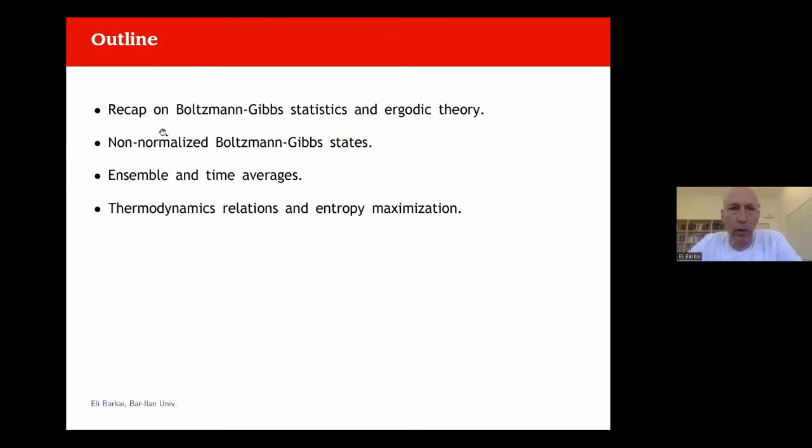At the beginning, I'm going to recap very briefly the Boltzmann-Gibbs statistics and what I mean by ergodic theory using a single particle description. Very simple. This will help us just with the notation. I will then show that in well-known examples, I will explain why and when, in many cases, the partition function of the system diverges, and this leads to Boltzmann-Gibbs states which are not normalized. This will just be some motivation.